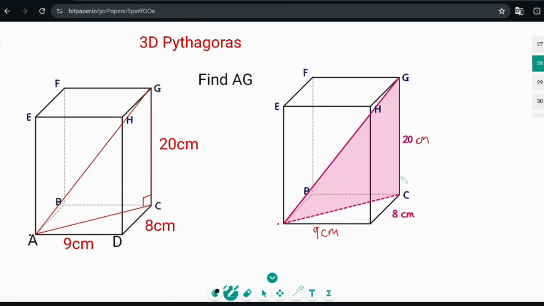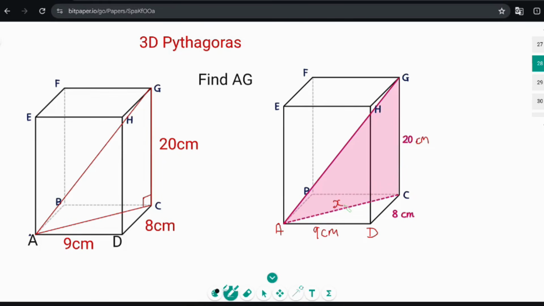Well, we have the length GC. We do not have AG. That's our unknown. But also, we don't yet have AC. So can we find AC? Might be useful here if you have an actual cuboid just to look at it.